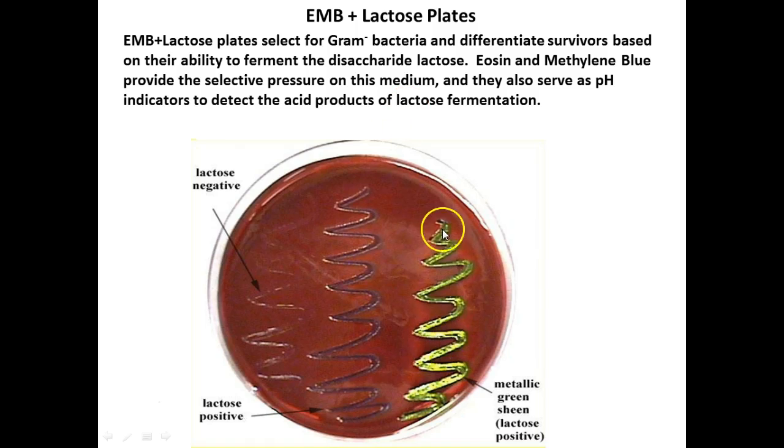The highest degree of lactose fermentation, usually done by organisms like E. coli, fecal coliforms that we're looking for, is the black to metallic green sheen. Others will have a pink to purple color.